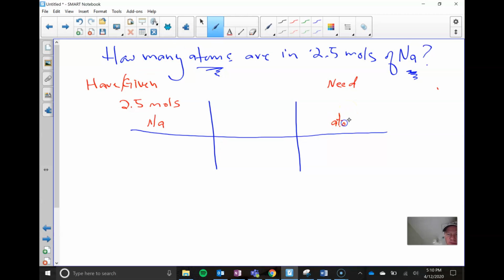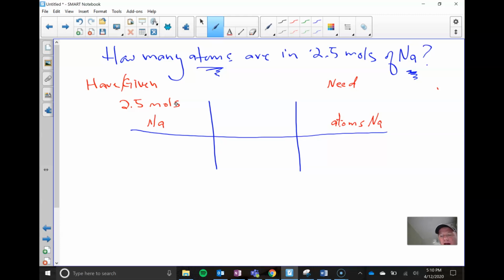And that's going to be atoms of sodium. Okay. So I've got what I've been asked to find over here in the need section, and over here is what is given to me. Okay.